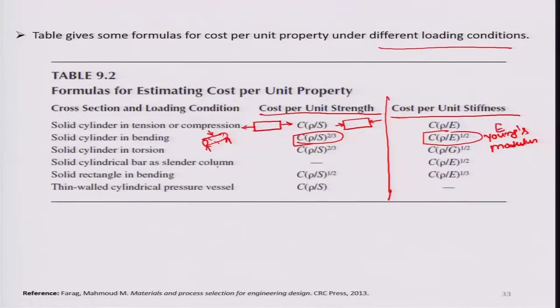Solid cylinder in torsion: if you are applying a twisting moment here like this, then what will be the cost per unit strength? Then solid cylinder bar as a slender column, solid rectangle in bending, thin wall cylinder pressure vessel. So, these are the different loading conditions and cross sections. The cost per unit strength as well as the cost per unit stiffness changes. Okay.